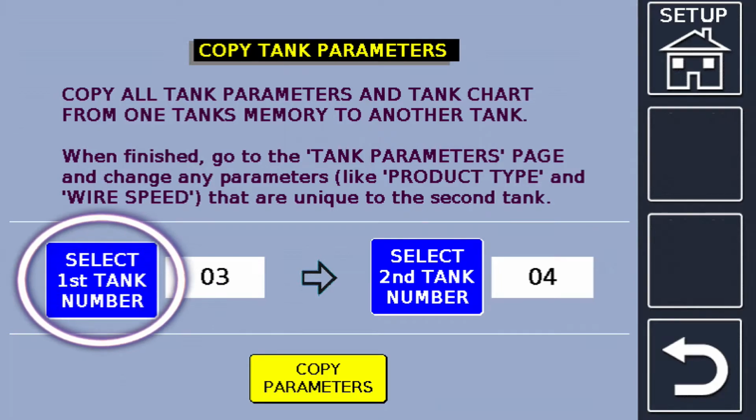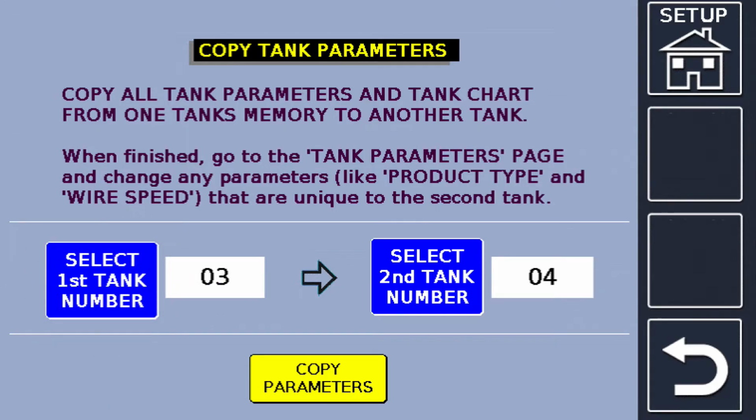Pressing the Select First Tank Number will toggle between available tanks to copy from. Pressing the Select Second Tank Number will toggle between available tanks to copy to. Press the Copy Parameters button to start the process. You will be prompted to confirm the copy. You will need to go back and readjust certain parameters, such as wire speed, product and water nulls, and any other small differences between the tanks.